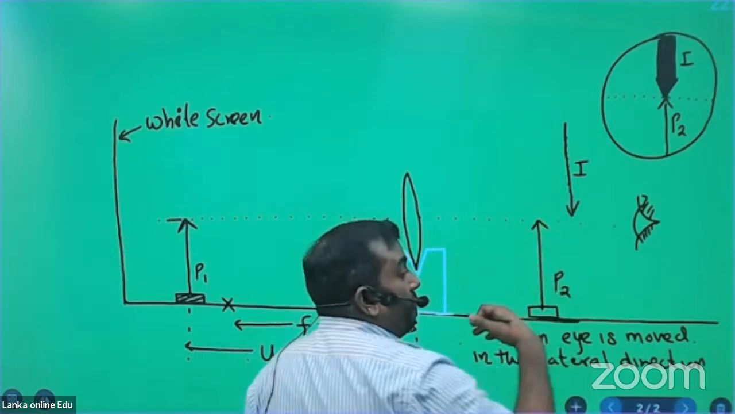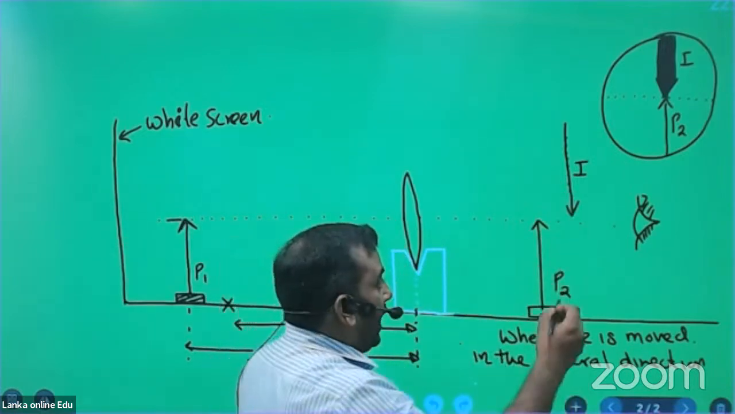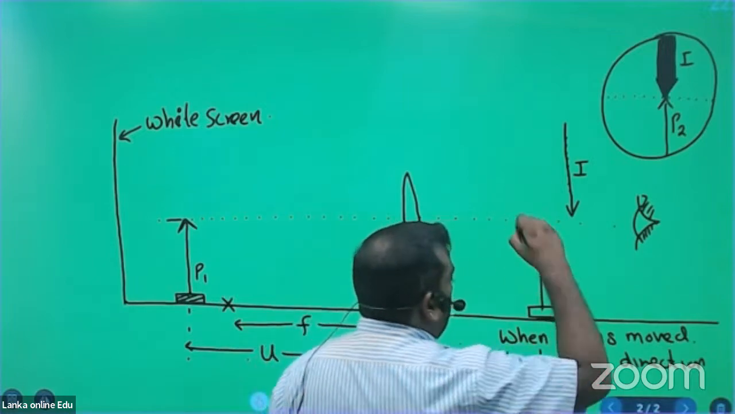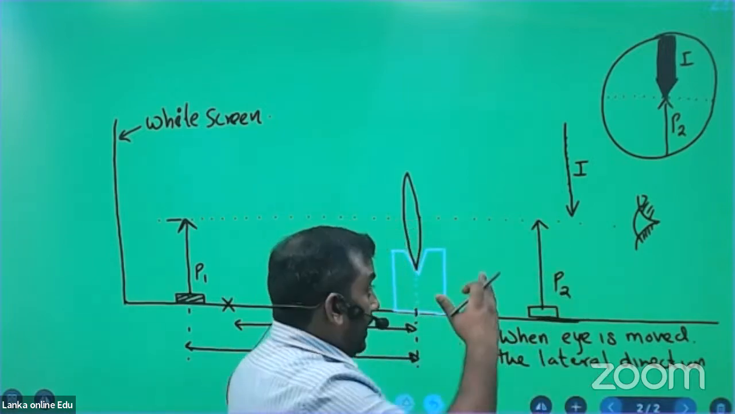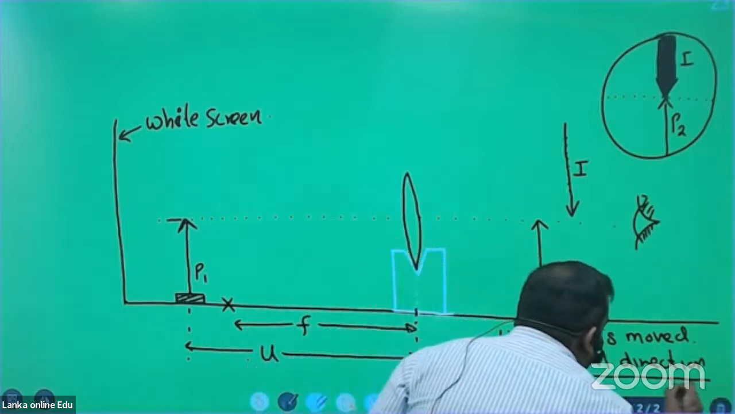Now, how do I know where the image is? To know where the image is, I use another optical pin, P2. I keep the pin in front like this, and I move the eye in the lateral direction.